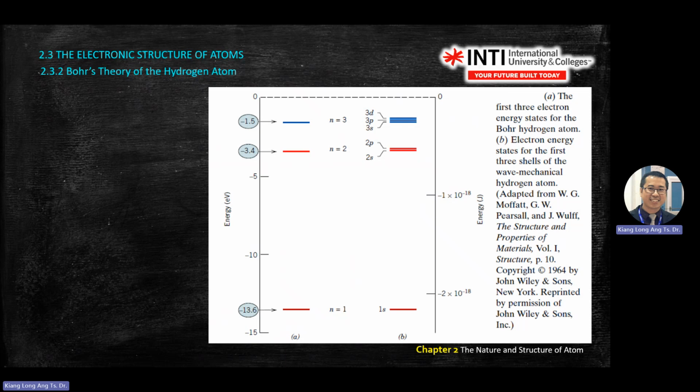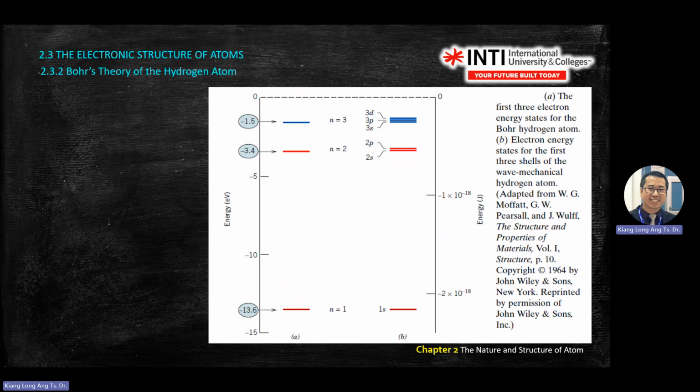So you see the negative sign here. It means if it drops from higher to lower, you get a negative sign. It means it releases energy. So if you see a positive, it means you give energy. Understand? Okay.